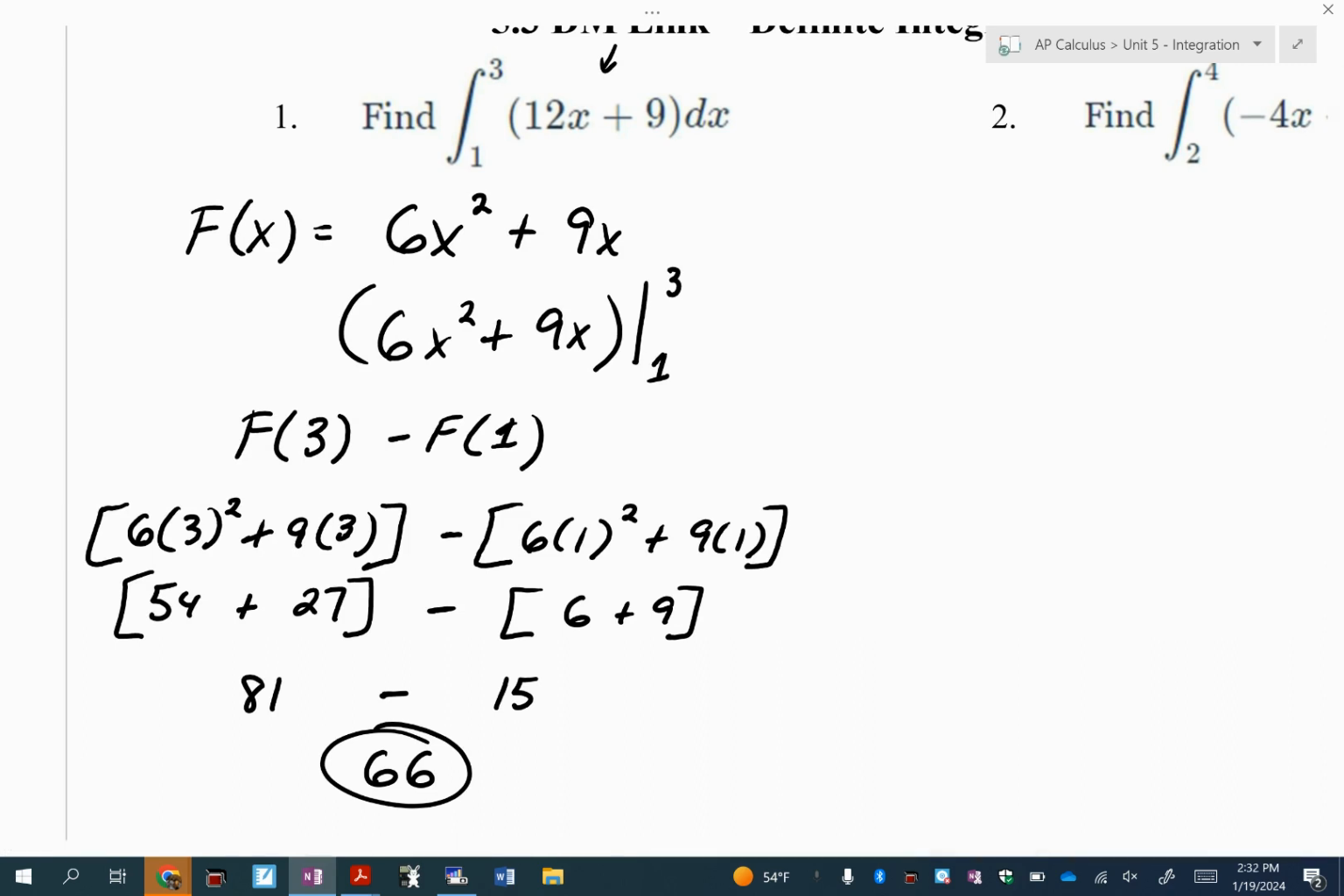Okay. So the value for this definite integral is 66 units. Questions on number 1? Questions?